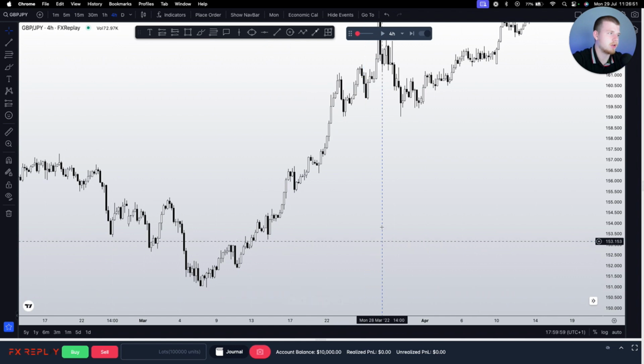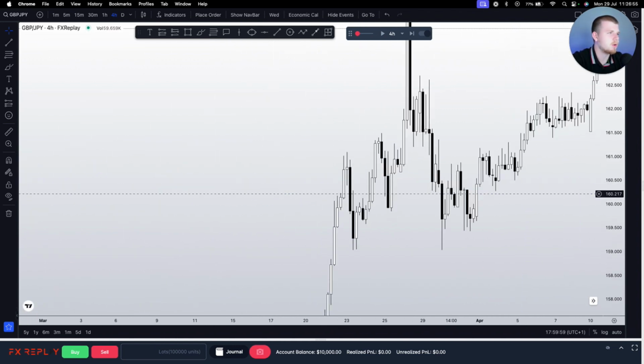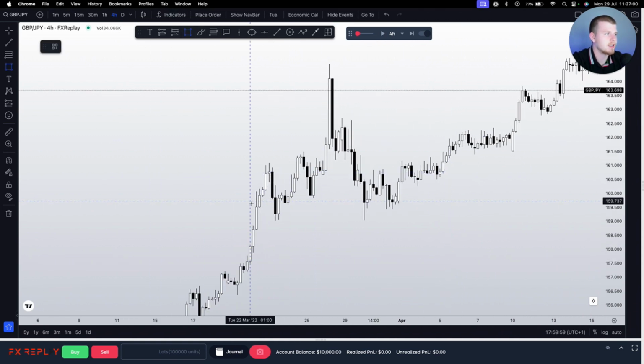Now I'm going to be showing you how to pair this with fair value gaps. So what you want to do with fair value gaps is you want to basically use the fair value gap as your entry and use liquidity as your exit. So we have a fair value gap right here because we have 1, 2, 3.